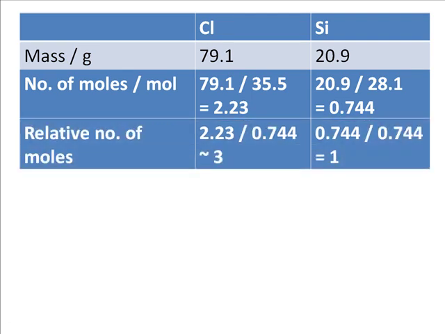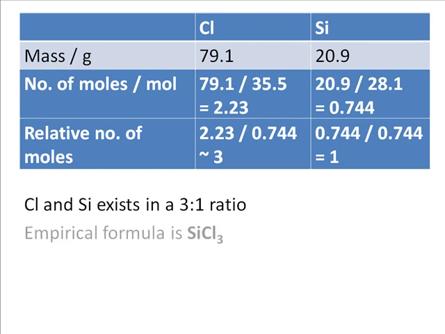Now let's find the relative number of moles of chlorine and silicon by dividing throughout by the smallest number, which is 0.744. The relative number of moles of chlorine to silicon is 3:1. That means chlorine and silicon exist in a 3:1 ratio, which is also to say the empirical formula is SiCl3. Let's move on now to part B.